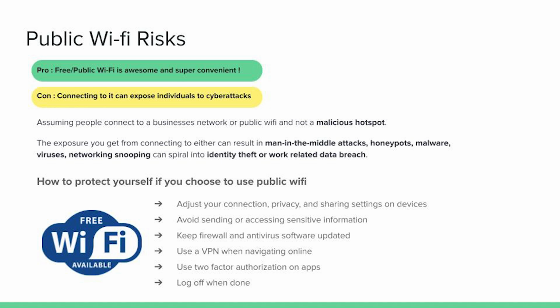There are ways to protect yourself if you do choose to use public Wi-Fi, such as adjusting your connection and privacy and sharing settings on your devices. Avoid sending or accessing sensitive information, for example, banking apps. And ensure that your firewall and antivirus software are updated, use a VPN when navigating online, use two-factor authentication on apps, and log off of the public Wi-Fi once you're done.